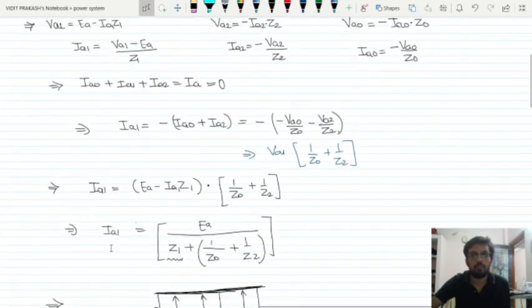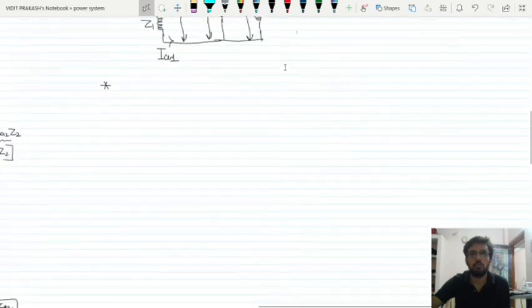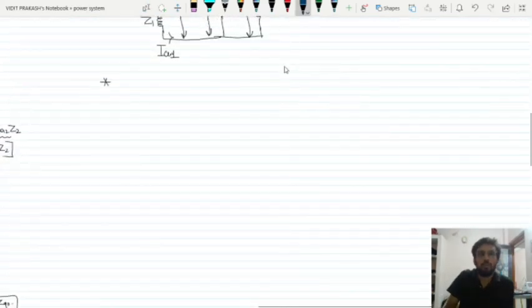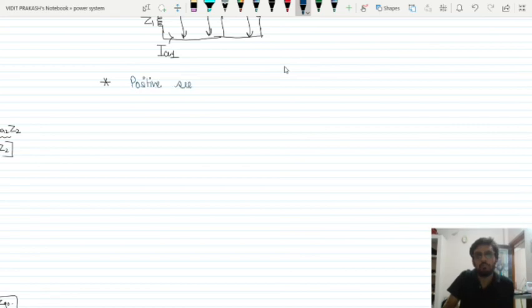See, IA1 is this, right? So IA1 is equal to minus IA0 plus IA2. So negative sequence current is available here. See, IA2 is minus VA2 by Z2. So what we observed here, positive sequence current is available in all types of fault.